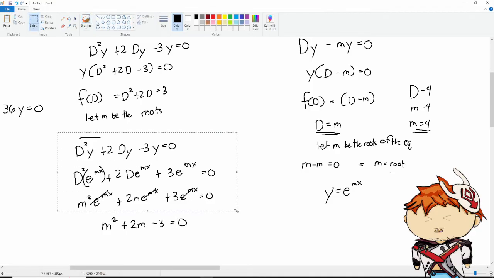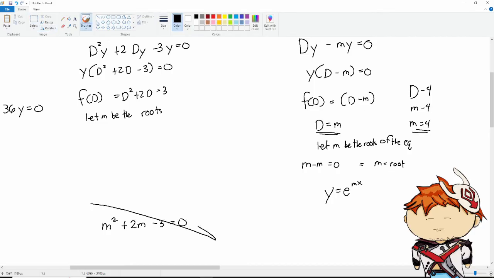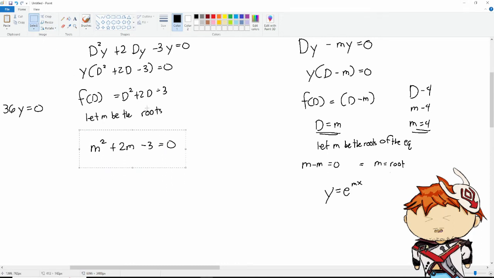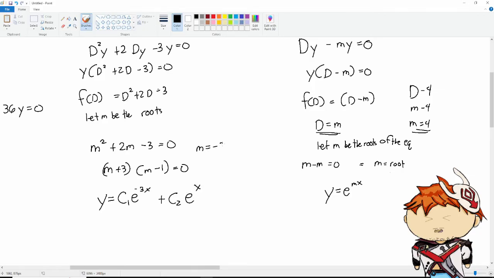So m is now a root of our differential operator. See that? m squared, 2m: D squared plus 2D minus 3. Basically, we just substitute m in. And that quadratic equation is a factorable polynomial. m plus 3, m minus 1 is equal to 0. We can now safely assume our general solution is c1 e raised to negative 3x plus c2 e raised to x, knowing that one root is negative 3 and the other root is positive 1.